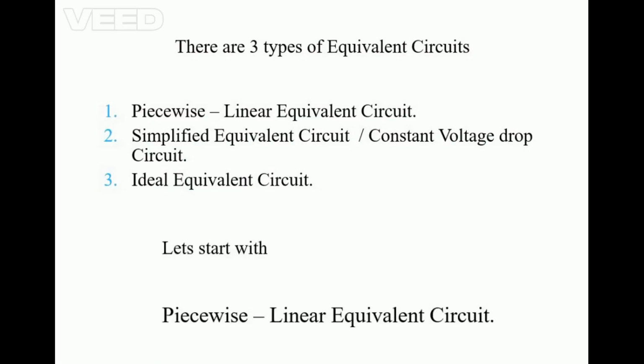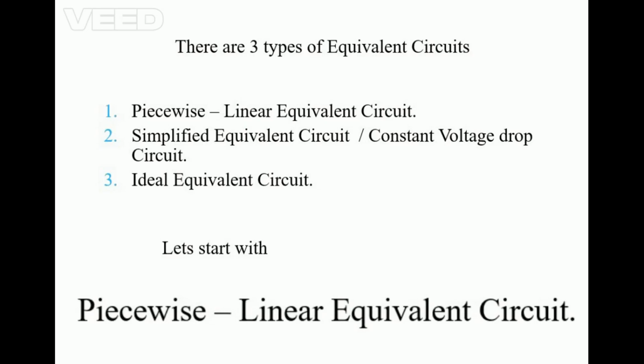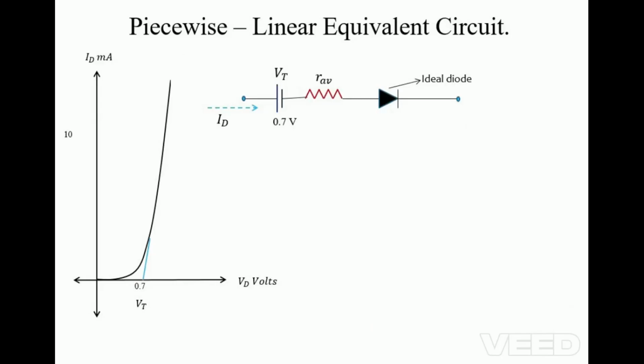Let's start with the first category. In this piecewise linear equivalent circuit, we know that every component has some resistance. So in this circuit, we are introducing a resistor in place of a diode, indicating that this is the resistance of the component. And what kind of resistance is it? It is that average AC resistance which we discussed in our previous lecture.